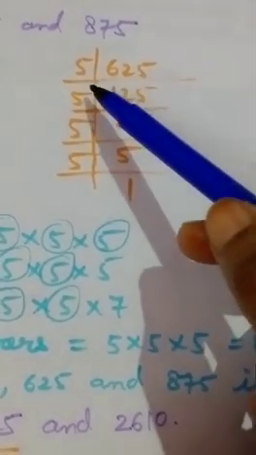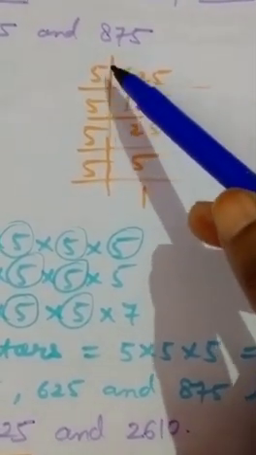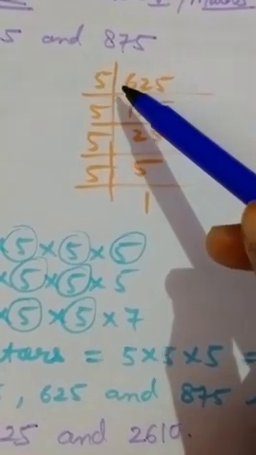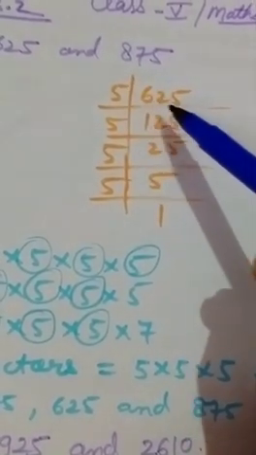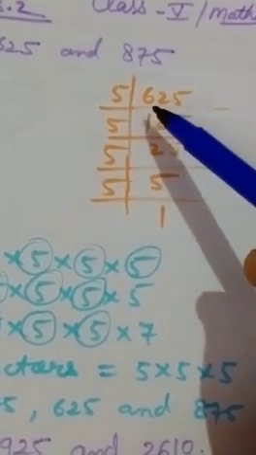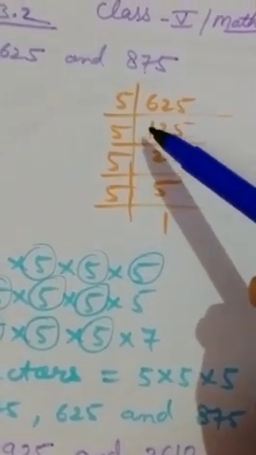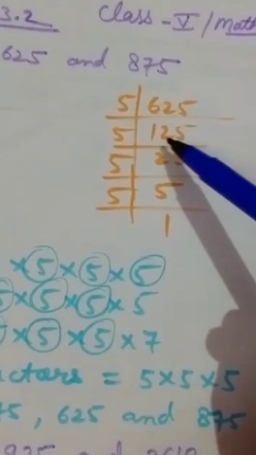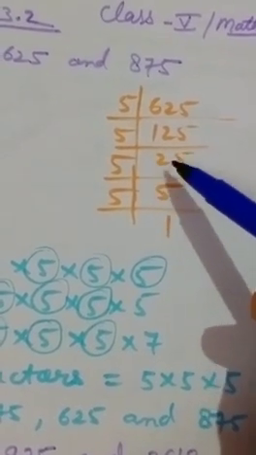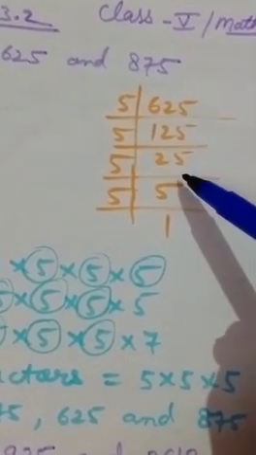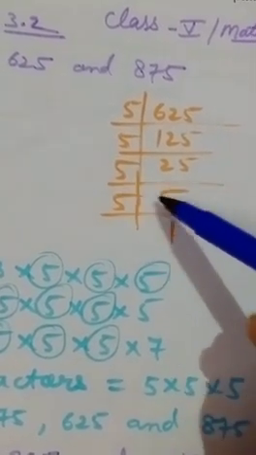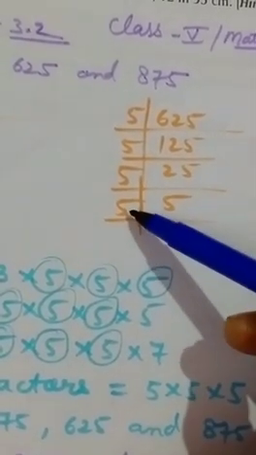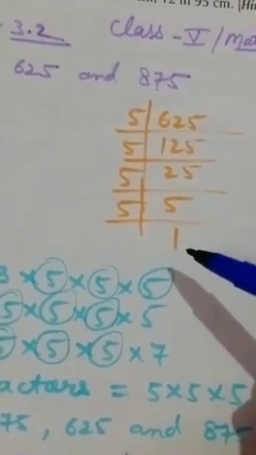See here the second, 625. In the table of 5 you have to divide it. So take the 5, divide it, your quotient is this one. Now take again 5, divide it, you will get this quotient. Then 5, how many times does it go? The quotient is 5. 5 fives are 25. Then 5 ones are 5.